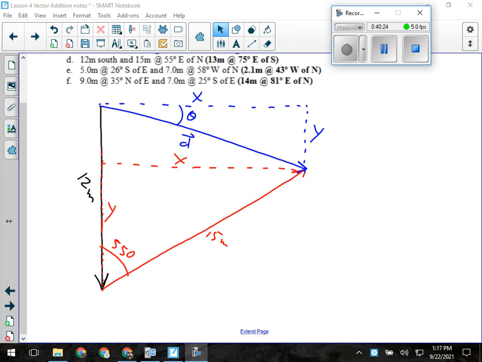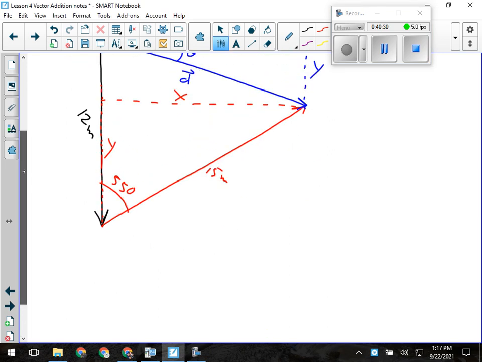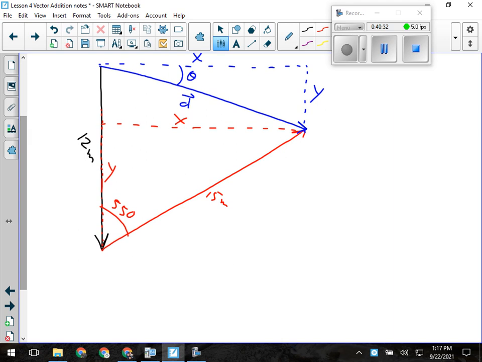Okay, so for D, right, we want to find our x and y components now at this point. Okay. For our first vector, okay, the black one, x is 0 meters. It doesn't go horizontally at all, so it has no x component. Okay, and the y component is 12.0 meters south because it goes due south. Right, so those two are pretty easy.